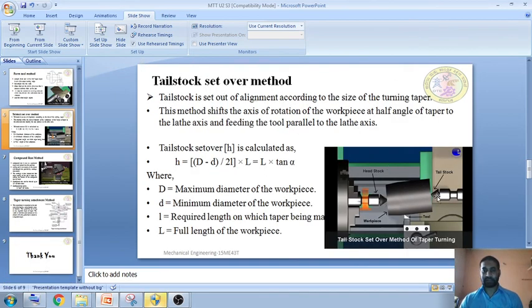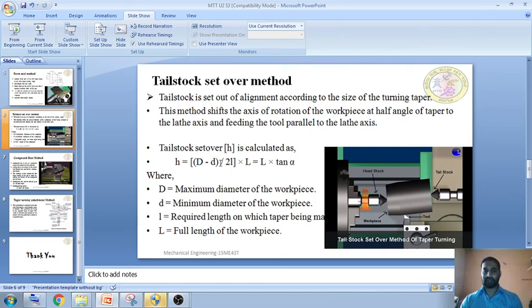Tailstock set over method. The tailstock is set over by a particular distance to get the required angle. So the axis of rotation of the workpiece is changed and the tool is fed parallel to the axis of rotation of the lathe, not the axis of rotation of the workpiece.